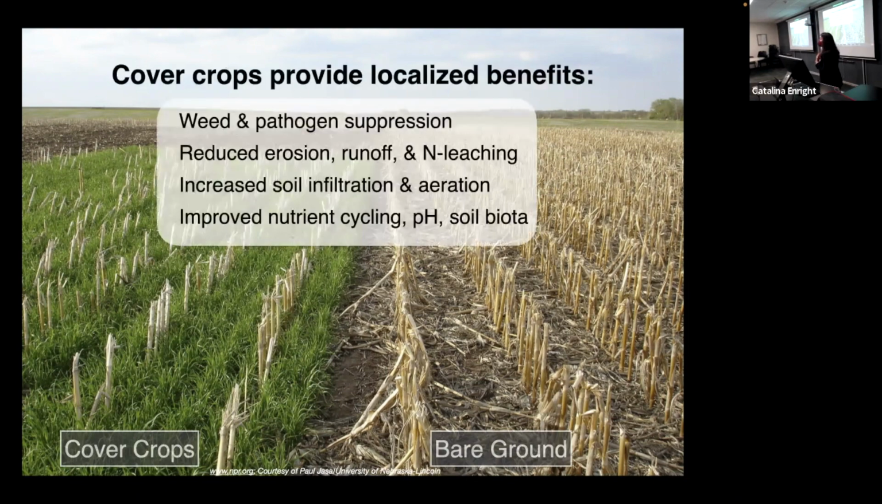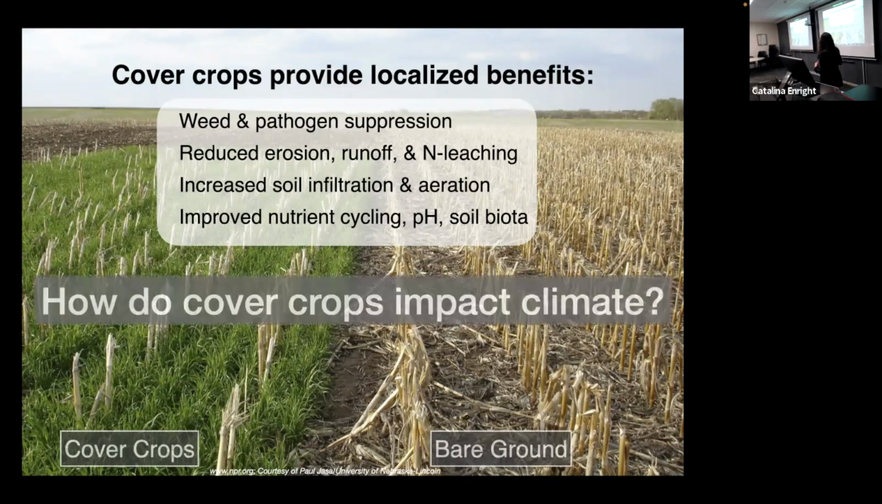Cover crops provide a lot of localized benefits, and so they're widely used, or maybe not widely used, but they are used for these localized benefits, and they include things like weed and pathogen suppression, reducing erosion, runoff, nitrogen leaching, improving soil processes in general, including infiltration, nutrient cycling, and there's a whole suite of benefits that I'm not including here, but are very beneficial. And so I wanted to know, how do cover crops impact climate? We think a lot about changing soil carbon related to agriculture, and cover crops we thought about in one of those capacities, and also maintaining soil health.